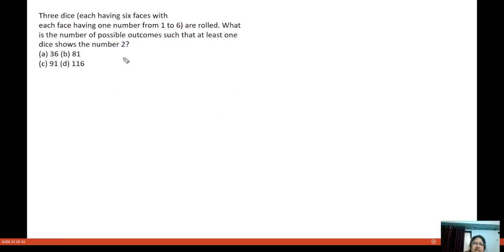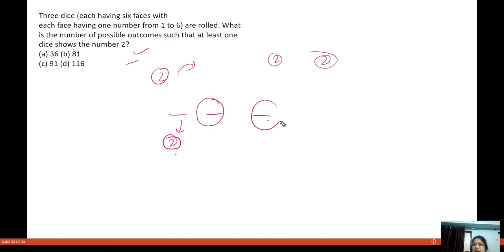So let us say we have three dice. Now it is asking at least one dice should show two. That possibility we have to calculate. But see, at least one means it can be more than one also. It can be all three also. So we have to calculate each of these. Let us say this one dice is having number 2, and both of these are not having number 2.